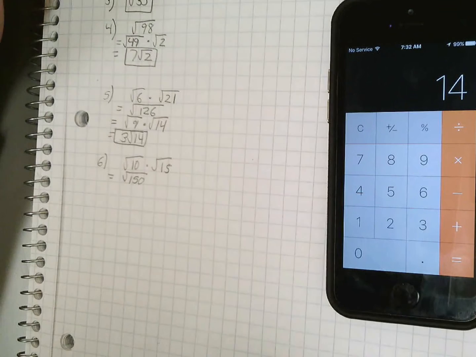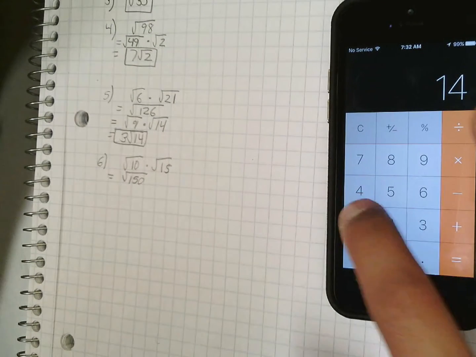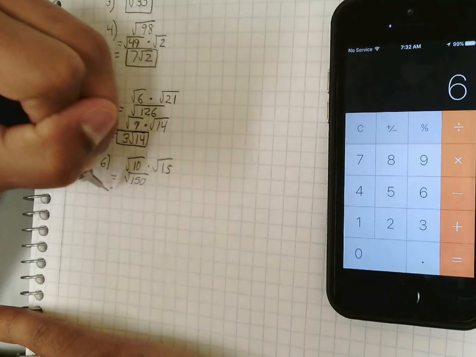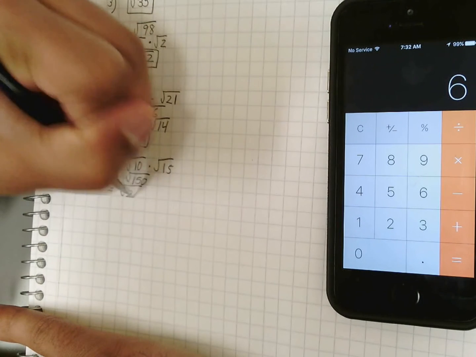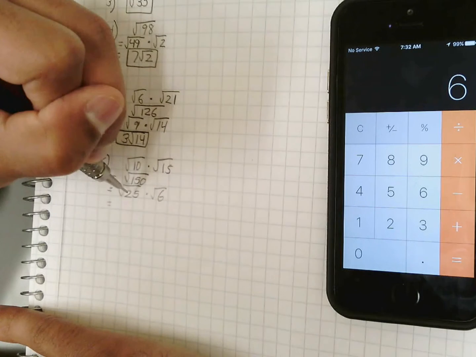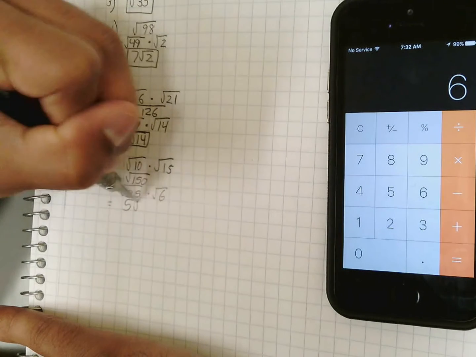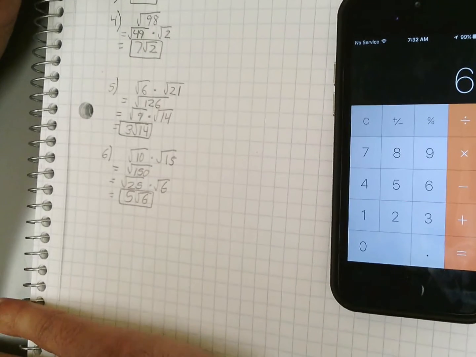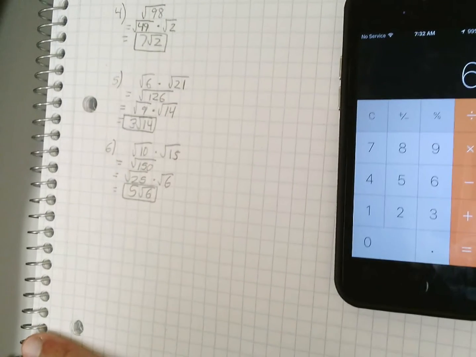And I know that 150 is divisible by 25. 150 divided by 25 is 6. So I can write this as the square root of 25 times the square root of 6. And we know that the square root of 25, well, that's a perfect square, so that's 5. So this simplifies to 5 root 6.